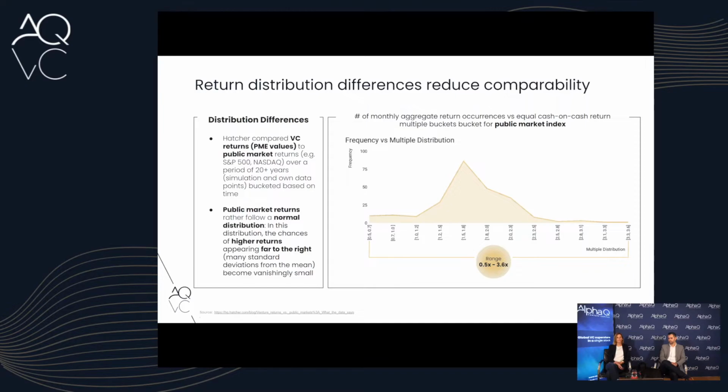Another study that we find very interesting was done by Hatcham. They compared VC returns using the public market equivalents, but they also looked at the underlying values and put those into buckets in line with their timing. They've done the same on the public market side, primarily using the S&P 500 and the NASDAQ. When they compared those data points for public markets, they found that those are more or less, not perfectly, but more or less normally distributed.